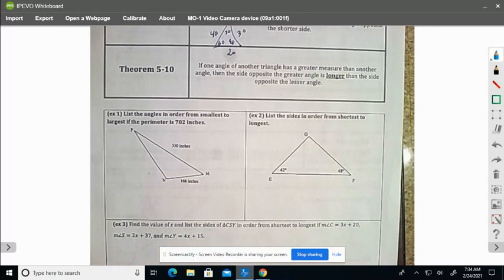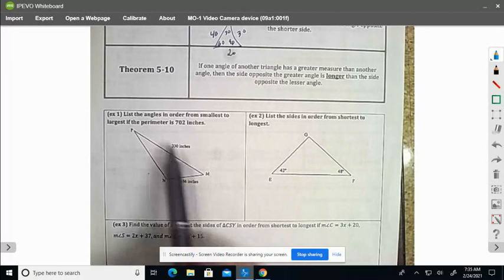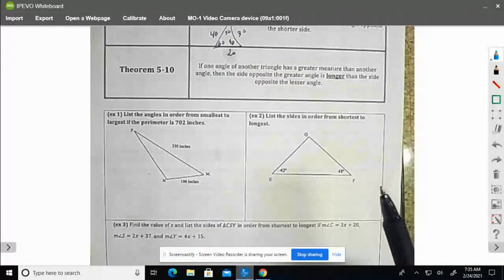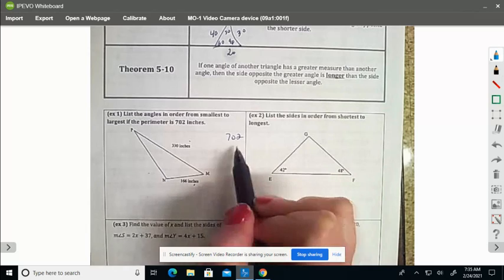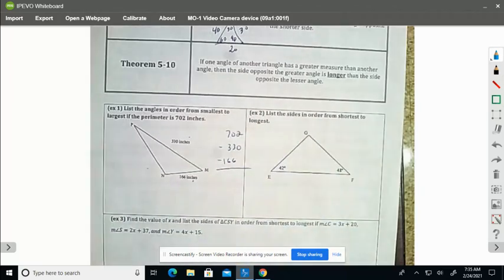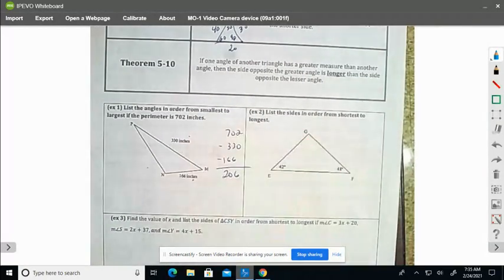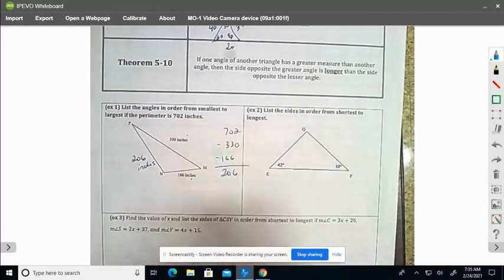So putting that into action, if we want to list the angles in order from smallest to largest, if the perimeter, remember that's the total outside of the shape, is 702, they gave you two sides here. So I want to take those two sides away from 702 to find this missing side. I'm going to subtract 330 and 166 from 702, and I get 206. So that makes this side 206 inches.